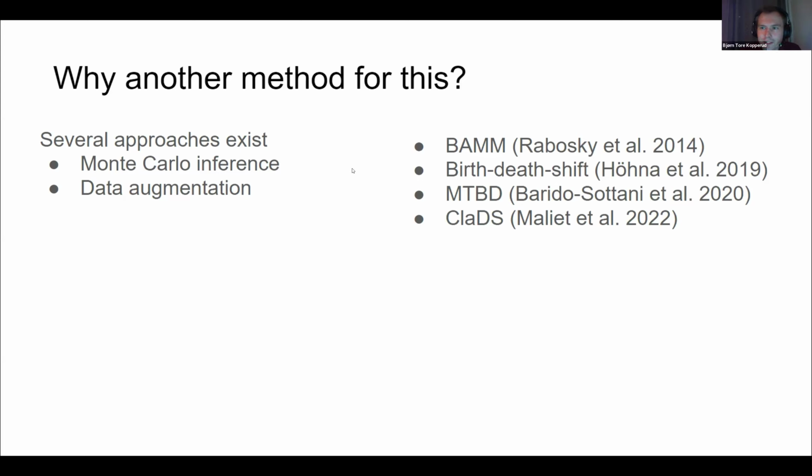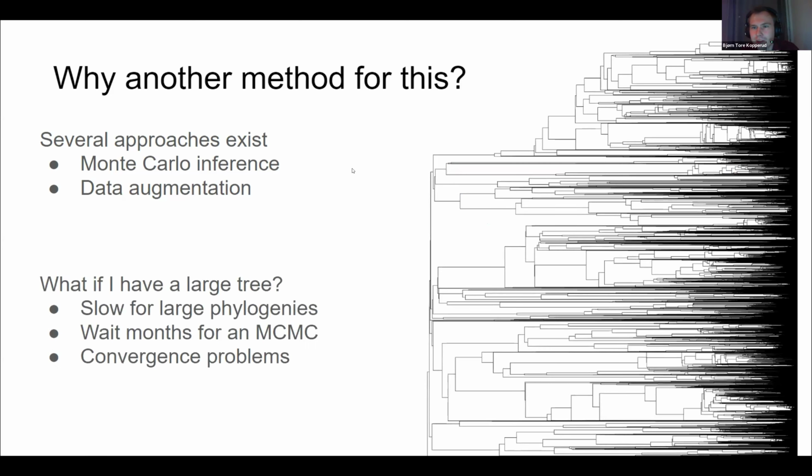This is all well and good, but what if you have a tree that looks like this? What if I have a tree that's very large, 20,000 taxa? The challenge with existing methods is that they can be painfully slow for phylogenies that are this large. You may have to wait months for the MCMC to finish. And even if it does finish, you're not guaranteed that the MCMC has converged, or you might want to adjust your priors. It's not very practical for this size.